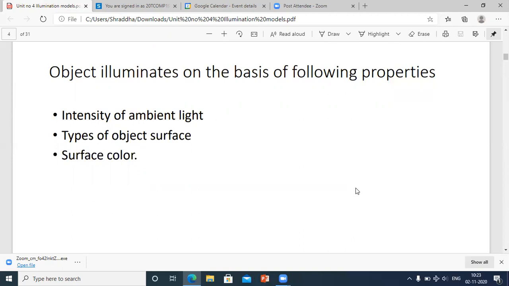Intensity means how intensely the light is being passed, what type of surface that particular object has, and also the color of the surface. Dark colors absorb more light, and dull colors don't absorb as much light, they are soothing to the eyes. So this is also a parameter to be taken into consideration while illuminating the models.